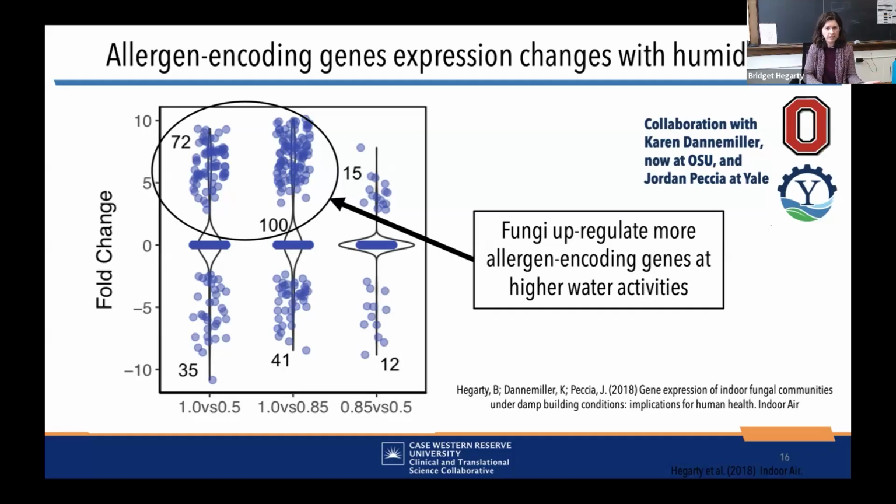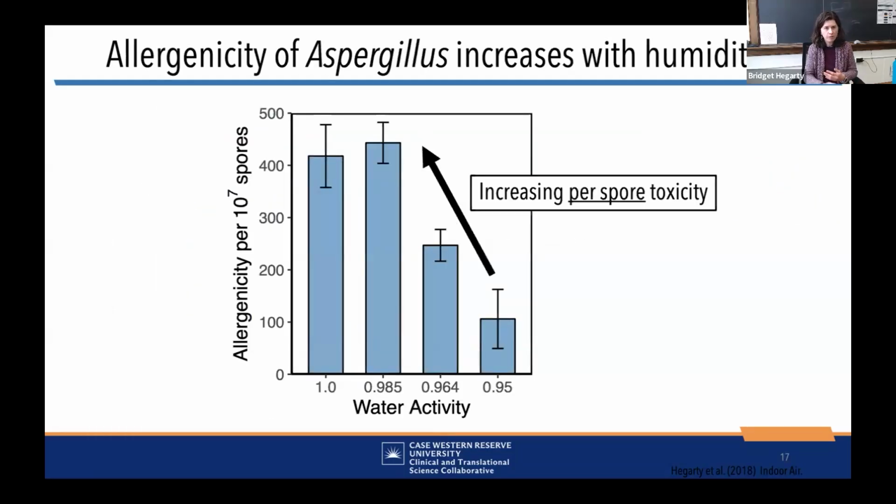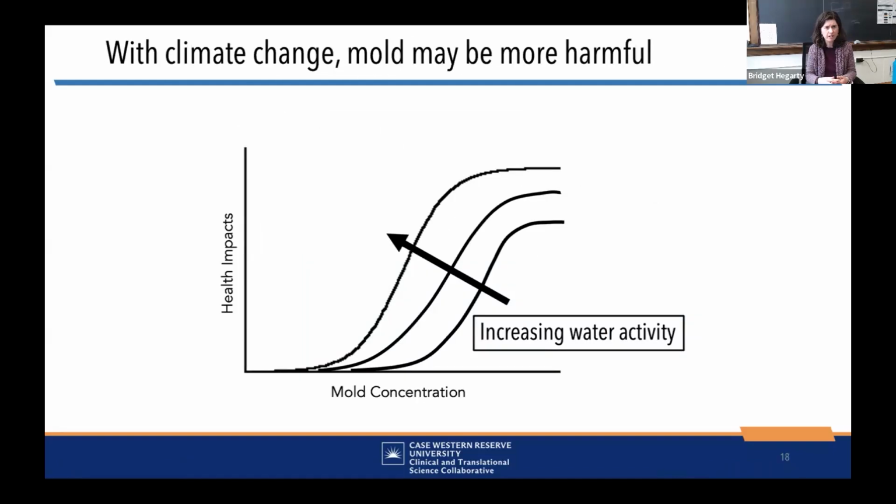And so this is just looking at the production of the genes. It might not actually translate to allergenicity. And so we also looked at pure culture, where we saw that for Aspergillus fumigatus, when we grew it at higher water activities, the per-spore toxicity actually increased. So this isn't just that there's more of the fungi growing; each individual spore is more toxic. And so if we're thinking back to climate change, that as we have increasing humidity, higher temperatures, and more water damage, then we might be seeing increased health effects.